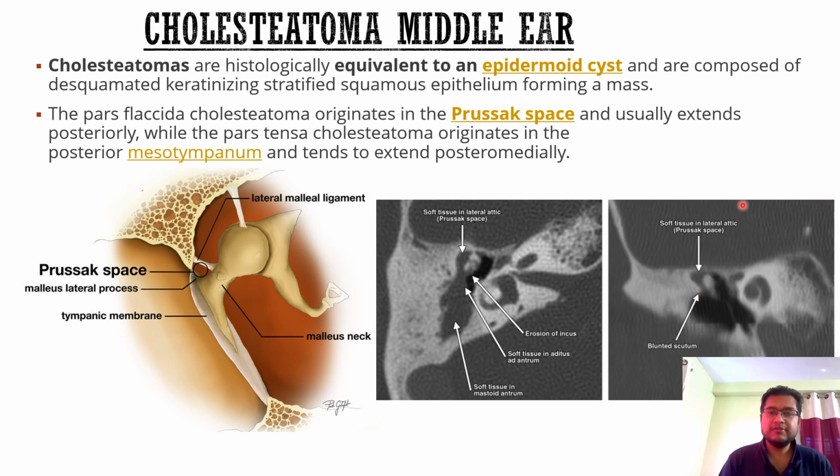So this is the pars flaccida cholesteatoma, which originates in the Prussak space, which is the most common type, and usually extends posteriorly, while pars tensa cholesteatoma originates in the posterior mesotympanum and tends to extend posteromedially, which is less common.